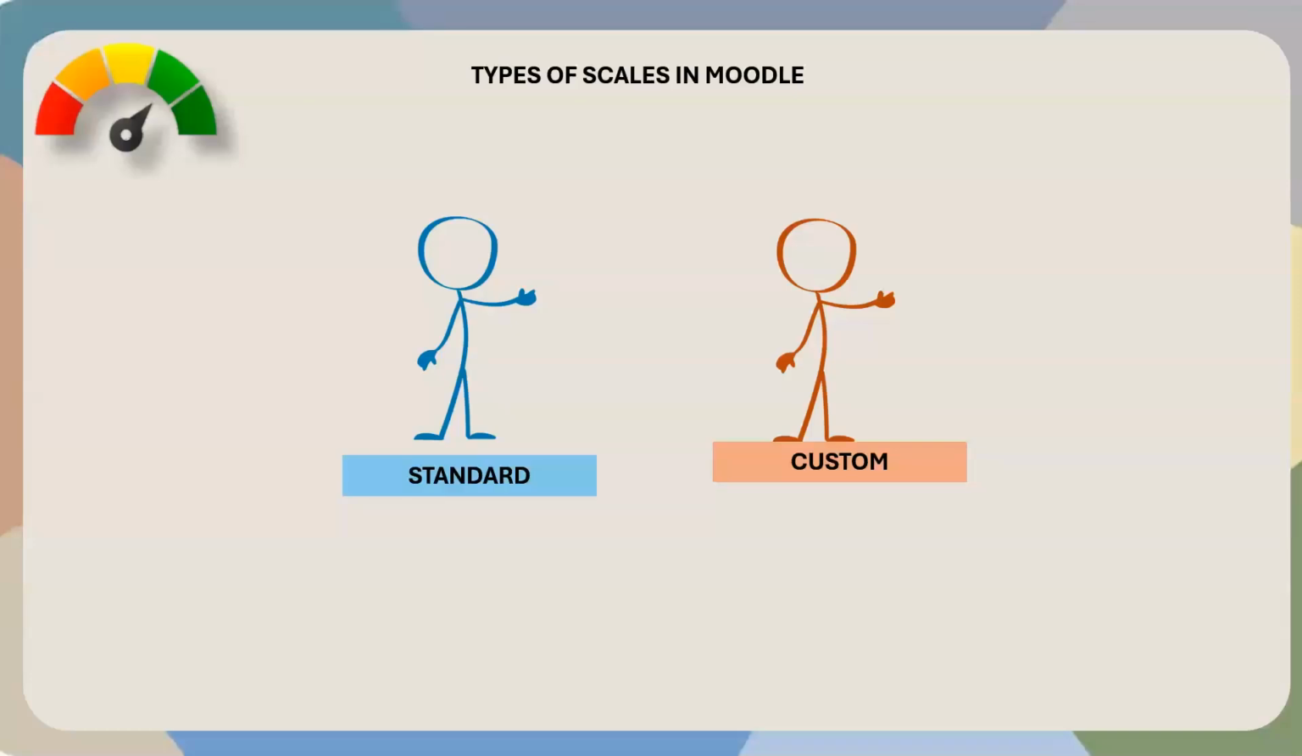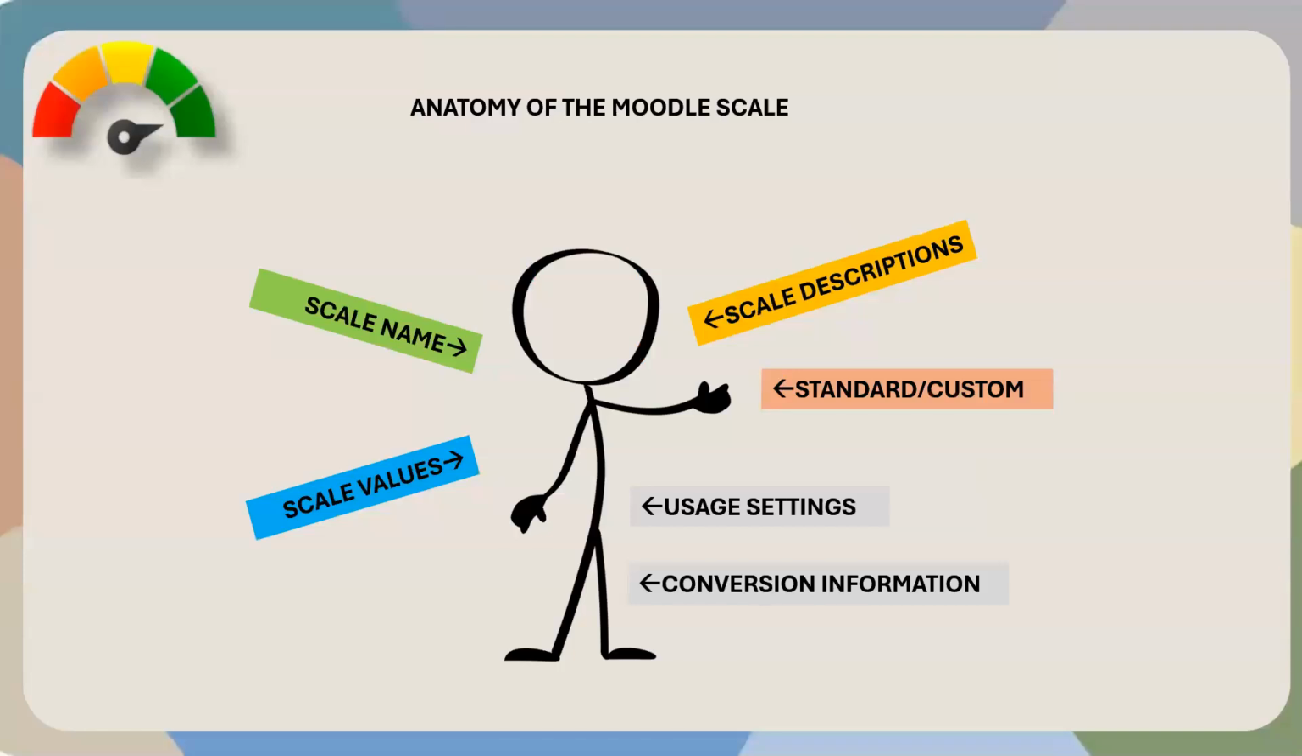We have the standard and we have the custom. Let us look at the makeup of a scale. So the Moodle scale has different components that work together to create this effective feedback tool. Okay, so when you think about it, there is a name. So there's a scale name, and this identifies the scale. It should have something that is descriptive and something that indicates the purpose. So something like critical thinking, evaluation, research paper, something like that.